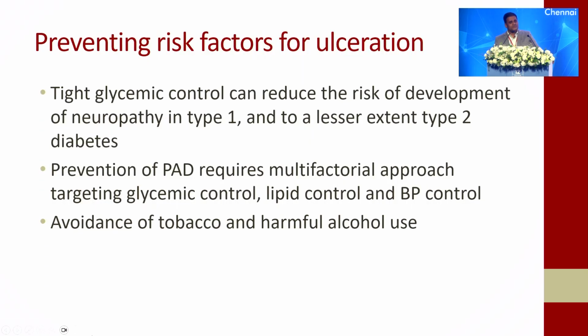So, prevention of risk factors for ulceration: obviously, tight control of blood glucose levels will reduce the development of neuropathy in type 1, because we are able to diagnose type 1 at a very young age. To some extent in type 2 also, it helps to reduce neuropathy. And the prevention of peripheral artery disease is a multifactorial approach. Glycemic, lipid and BP control is very important. And avoidance of smoking, tobacco and alcohol, which will further harm your feet.